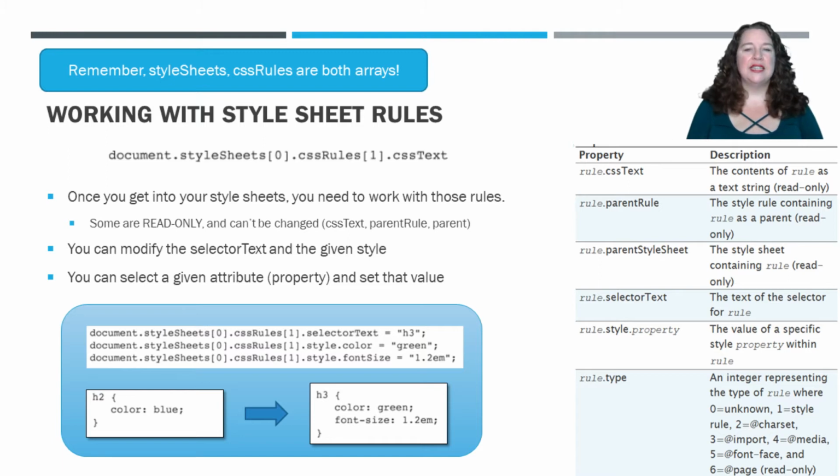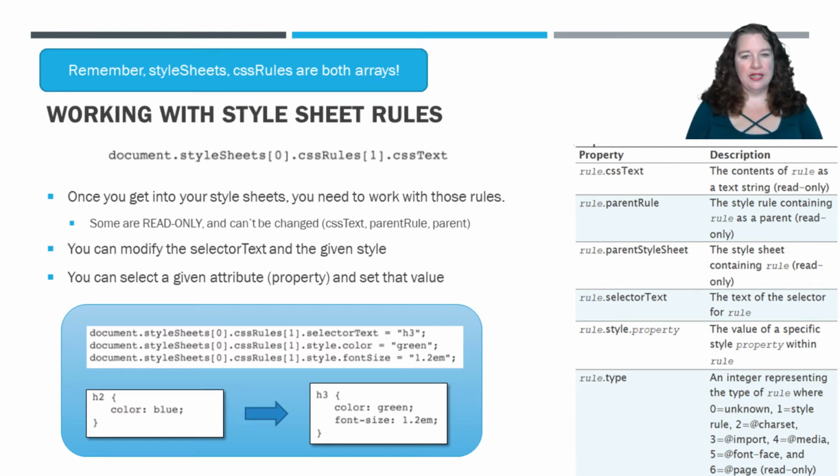And then we can set individual items. You can choose to set the individual attributes of your style rule this way. So in this case, we have taken an H2 element that was color blue, and we have turned it into a H3 element that is color green, and its font size is 1.2. The H2 element goes away, or the style rule for the H2 element goes away and gets replaced with an H3. You can do that. You can modify style rules.